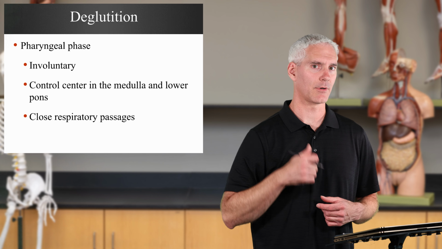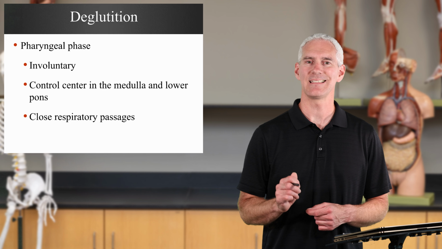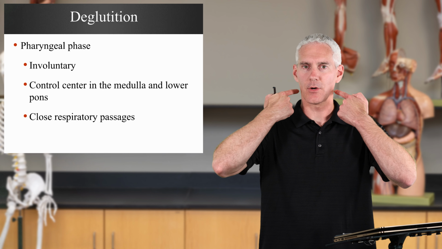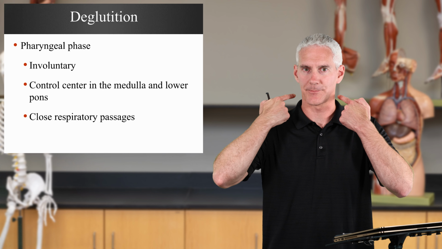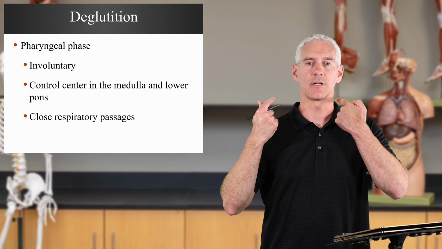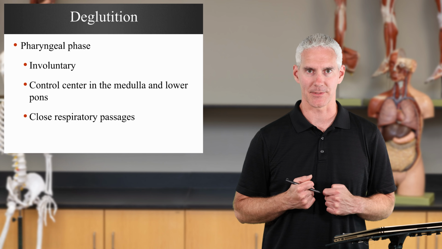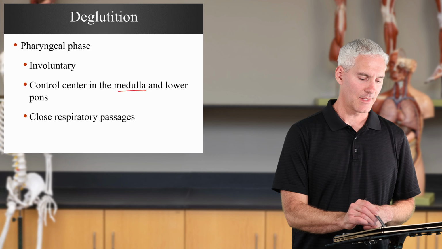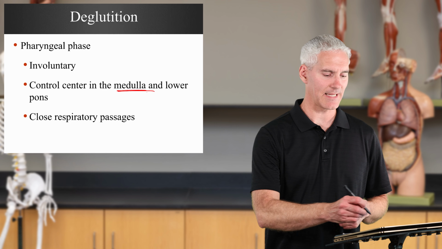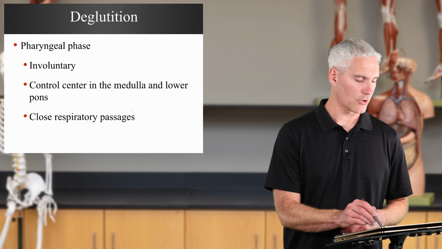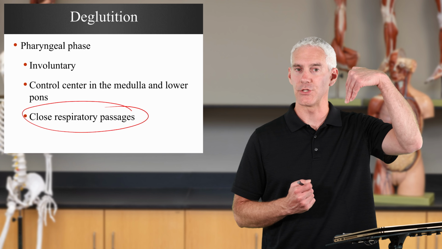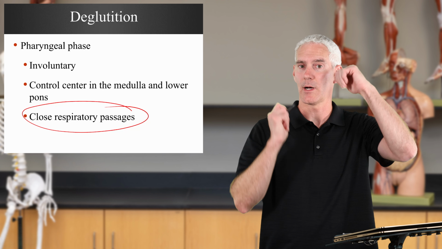Think pharynx, back of the throat. Pharyngeal phase is involuntary. So once that food hits the back of your throat, you don't have control anymore. Because at that point, you're blocking your air passage. You're going to continue on, your body knows what has to happen. So what's going on here is the medulla and part of the pons are now initiating this process and controlling it. You're closing off your respiratory passages, which means the uvula is pushed up, food can't go up.